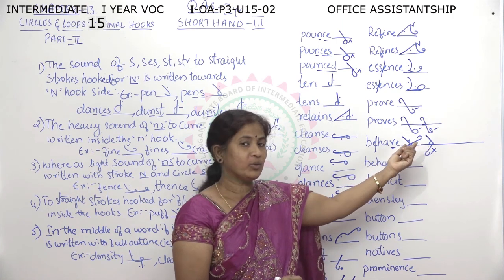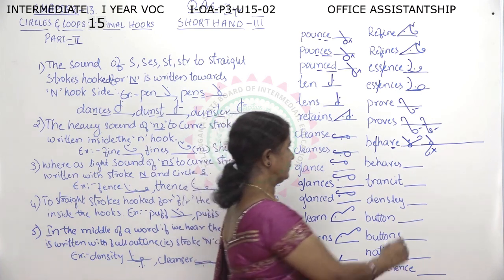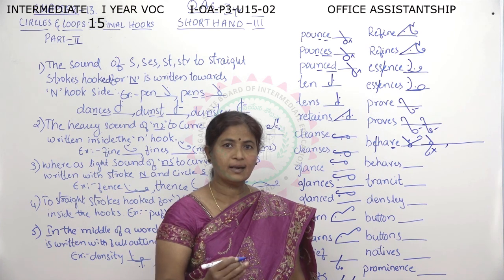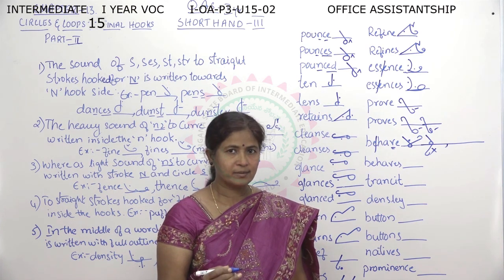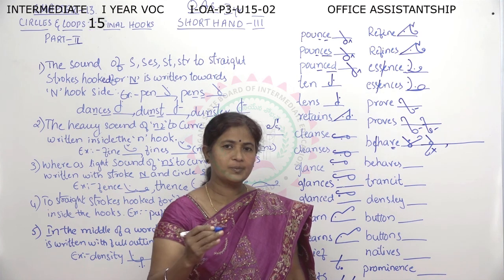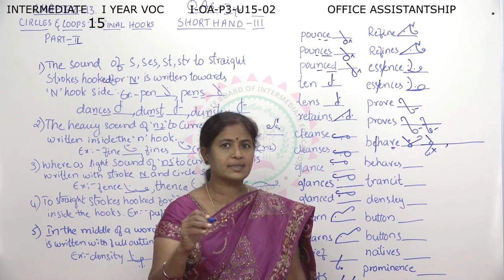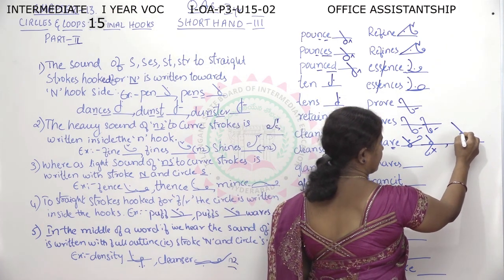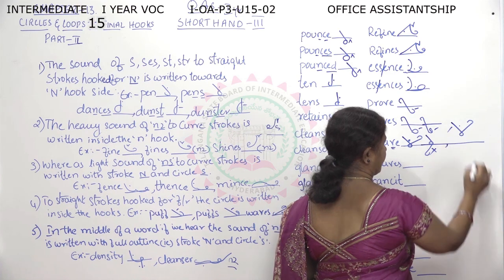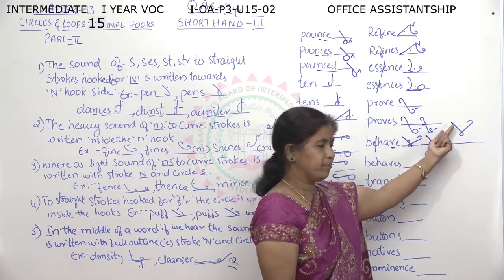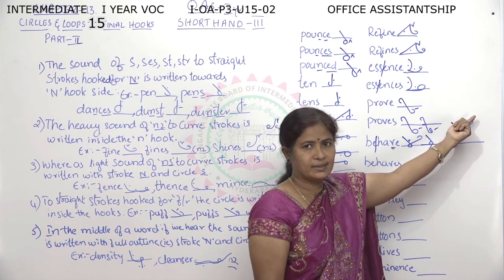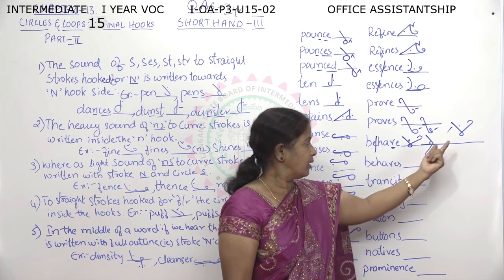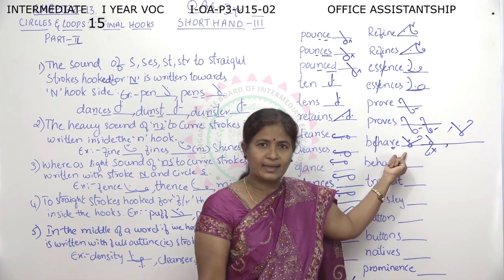Isn't it? How do we write observe? O-B-S-E-R-V-E. Observe. Ella rastamu. Enni sounds vastunayi manaki? Observe. B, serve. Circles, ray and V. B, circles, ray and V. Observe. See? B, circles and ray. Observe. But behave. Can you see any difference here? Observe and behave are looking alike, same.